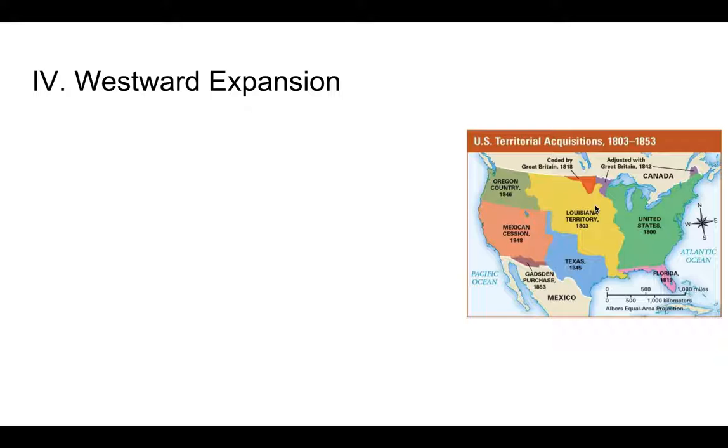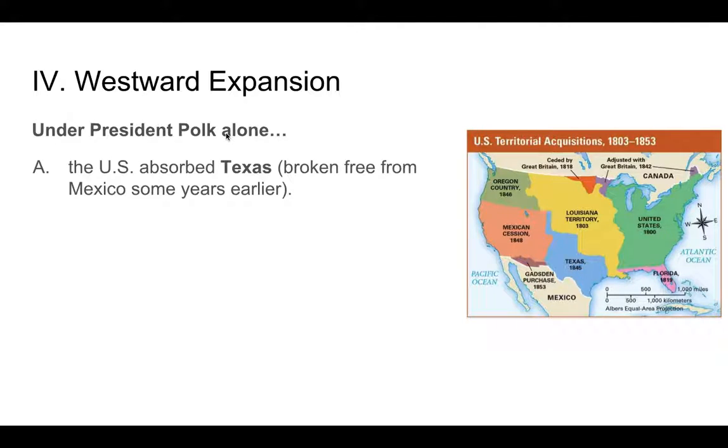Westward expansion, Roman numeral 4. So under President Polk alone, here's where I'm going to make my claim that he's the most influential president. This is the starter to each one of the subtopics. A, the U.S. absorbed Texas. So Texas broke free from Mexico some years earlier. Now the U.S. absorbed it and made it into part of the United States. It's down here, 1845.